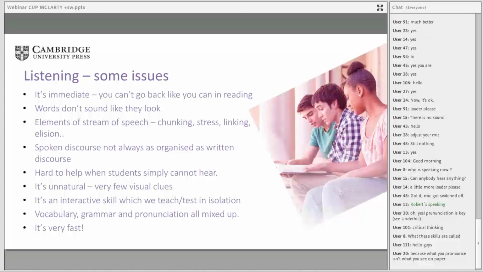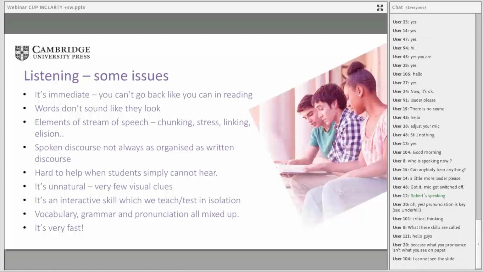The way we tend to teach listening is quite unnatural. We tend to get them to listen to audio with very few visual clues. And it's actually an interactive skill, which we normally associate with speaking, but which we try to teach and test in isolation. And as one of my students said, it's vocabulary, grammar, and pronunciation all mixed up at the same time. That's what makes it particularly difficult. And we don't know which part of those 3 areas they're having trouble with. It's also extremely fast.